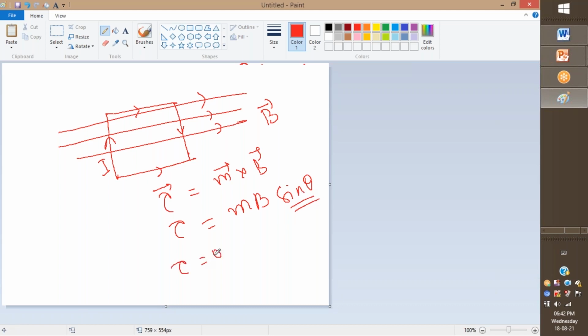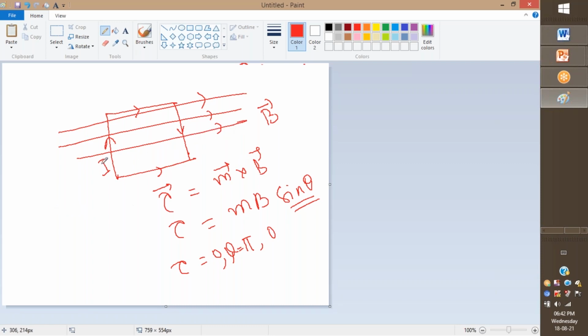If theta is 0, then torque is 0. Or if theta is pi, then also it will be 0. Torque will be 0 when theta is either 0 or pi.